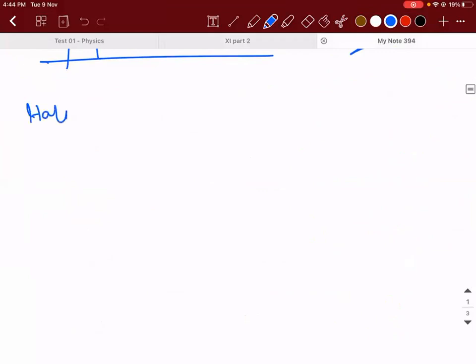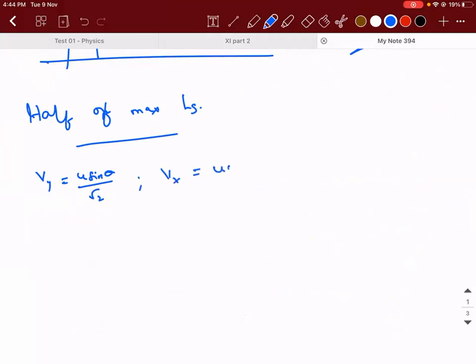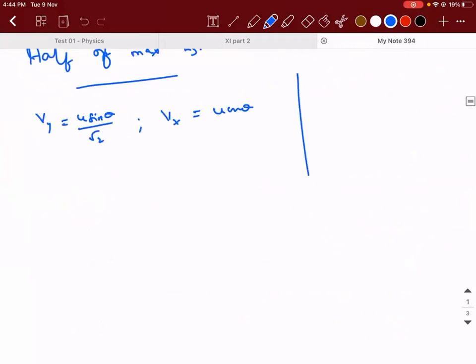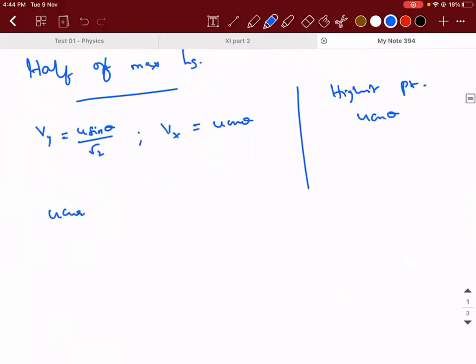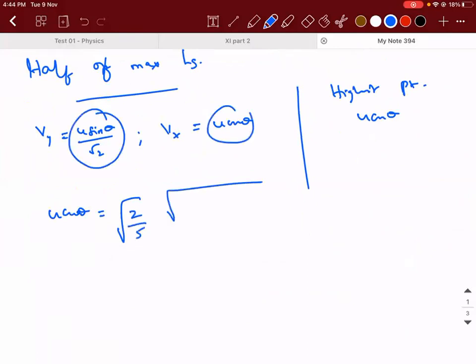Now listen. So at half of maximum height, Vy is u sin theta divided by root 2. Vx is u cos theta, and at the highest point it is u cos theta. So what did they say? The speed at the highest point is equal to root of 2 by 5 times the square root of this plus this, that is u square sin square theta by 2 plus u square cos square theta. So u square is gone.